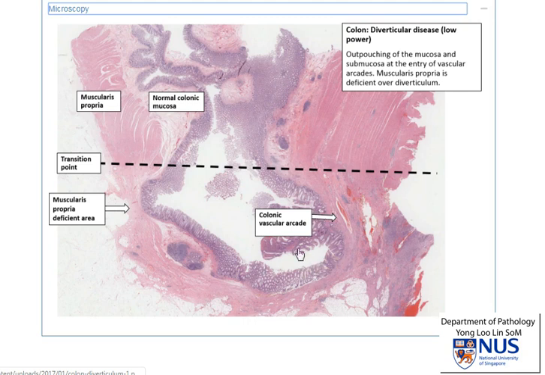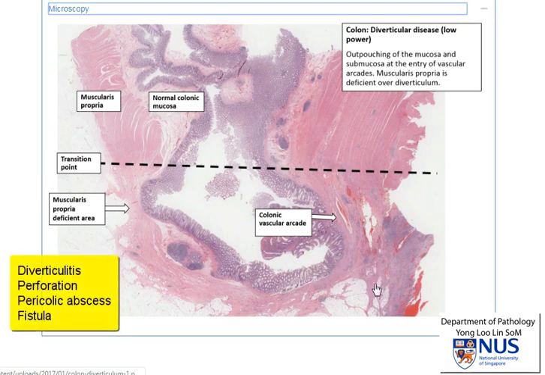Because the wall is very thin here, and because of the structure of this diverticulum, food can get trapped in here, or fecal material, and this can give rise to obstruction and inflammation, and potentially perforation with pericolic abscess formation. In addition, there can also be fistula formation, for example, between the colon and the bladder, colovesical fistula.